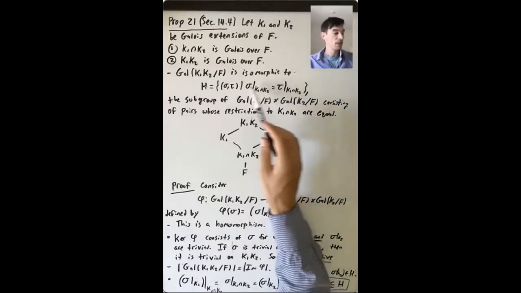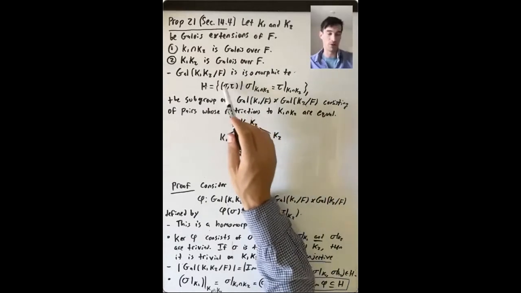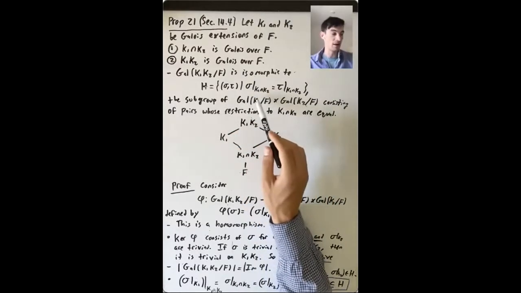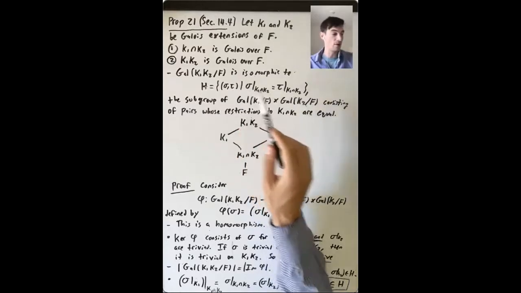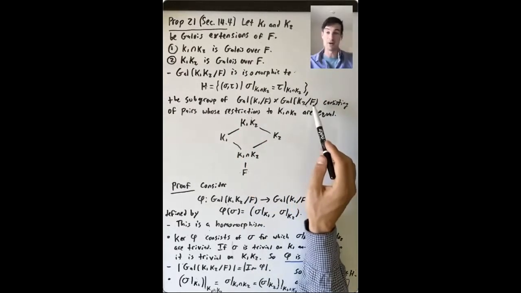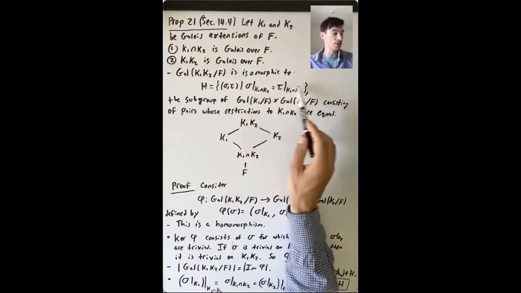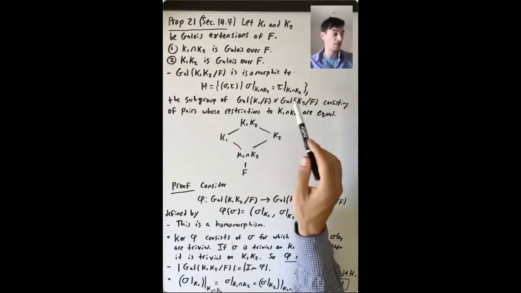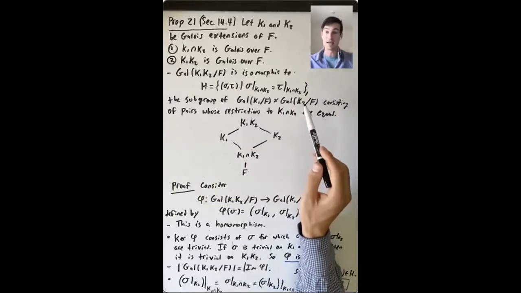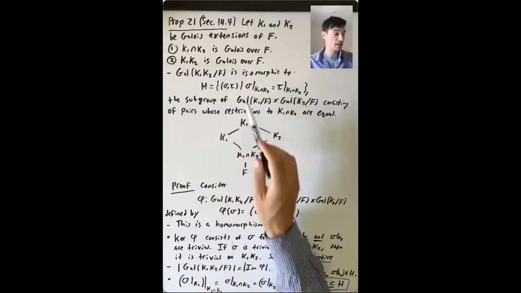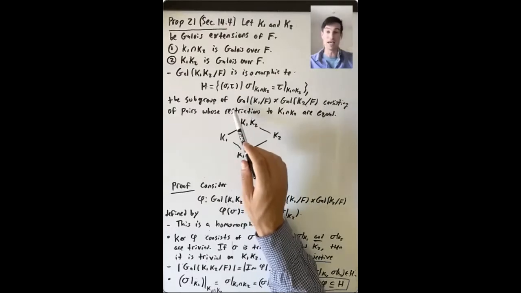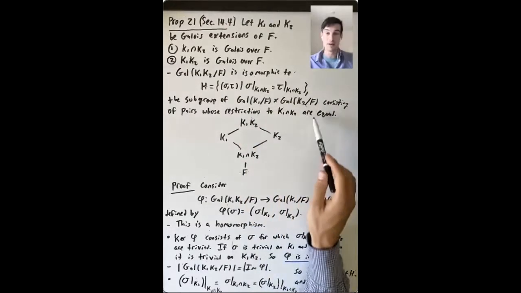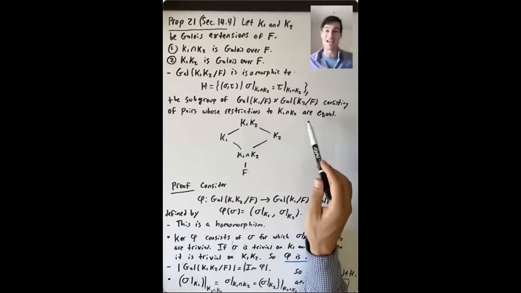Okay, this doesn't really make sense because I haven't actually told you what sigma and tau are. Sigma is an element of the Galois group of K1 over F, and tau is an element of the Galois group of K2 over F. So this H is a subgroup of the direct product Galois K1 over F cross Galois K2 over F. And it consists of all pairs sigma comma tau, where you take the restriction of each of those to K1 intersect K2, and what you get is the same automorphism.